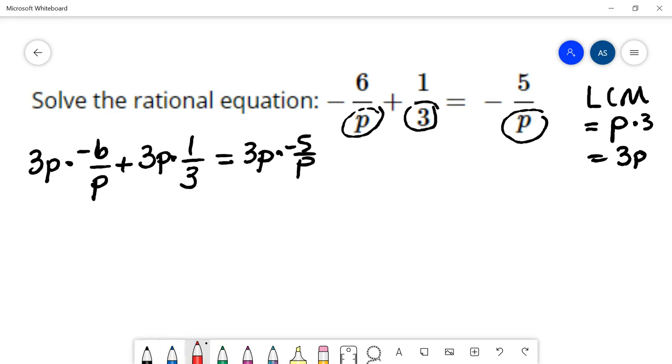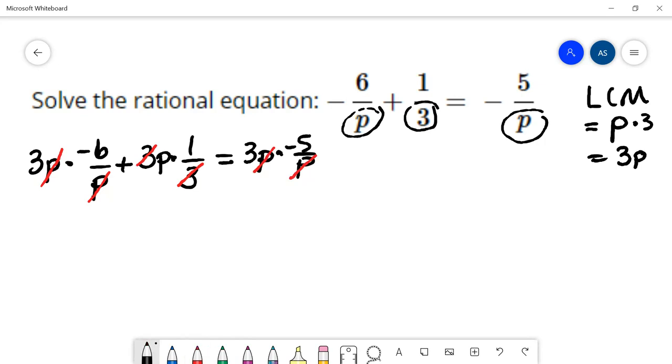So once we do that multiplication, we should see all of the denominators cancel out. We have a common factor of p in the first term. Multiplying by p and dividing by p are opposite operations, so they cancel. In the next term, the multiply by 3 and the divide by 3 cancel each other out. And in the last term, multiply by p and divide by p cancel. So we're going to write down what's left.